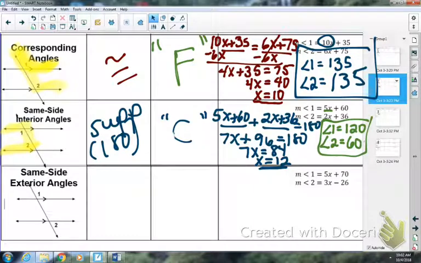So again, same side interior angles are supplementary. Where people make mistakes on these is they always want to set everything equal to each other. But if they're not congruent, then that's not the way you go about it. It depends on the problem. Okay, so we have one more thing on this side? Okay, so same side exterior angles.